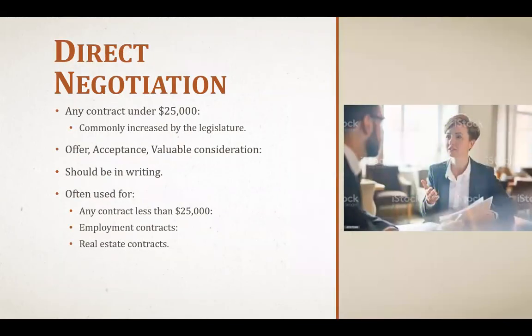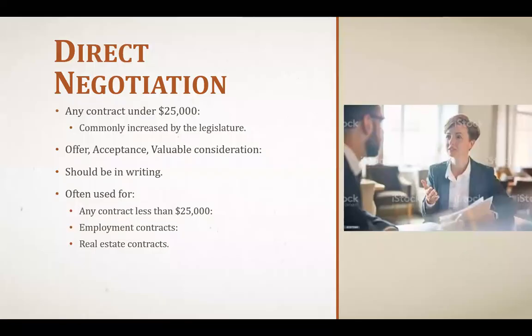So now that we have worked through that estimation, let's look back at each of the 3 contracting levels. The first is direct negotiation. This is utilized for any contract that isn't covered by the MCL, as we saw before, such as real estate contracts and employment contracts. But any contract that is covered must be less than $25,000. These levels do get commonly increased by the legislature, so the town should review, or reach out to Matt, every couple of years as to what the current MCL levels are.